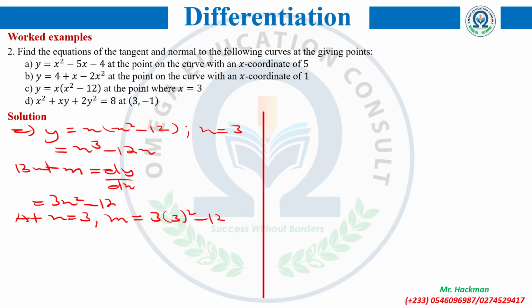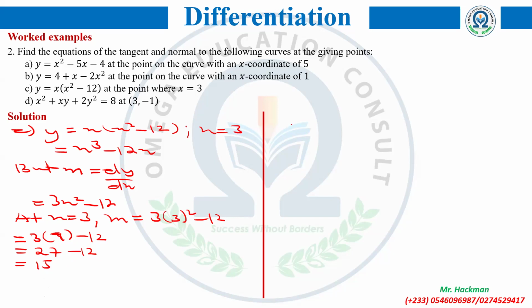Let me finish this one. Deal with the power first, so it will be 3 into 9, then minus 12. That gives 27 minus 12, which gives 15. Am I right? But you know that if you substitute 15, which is your m, along with your x1 into the formula, you'll be left with y1.